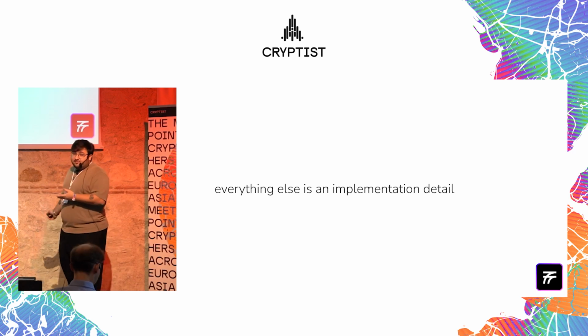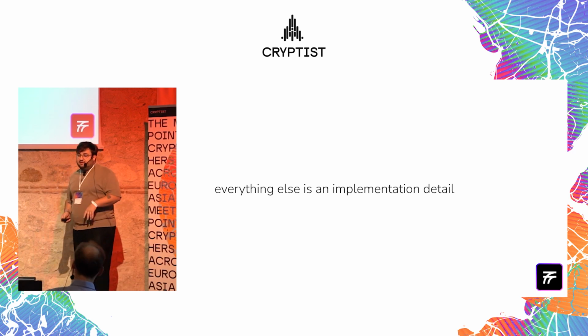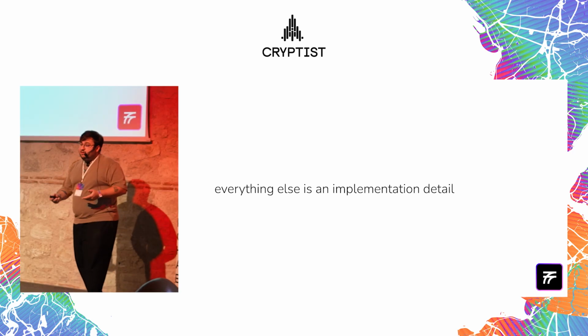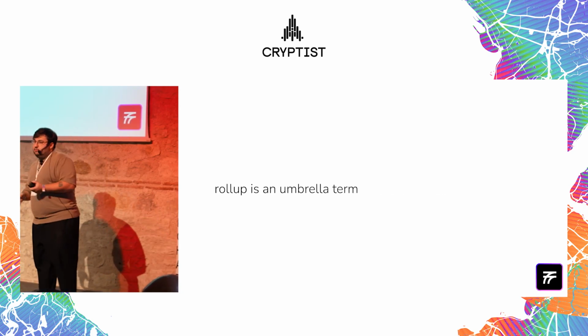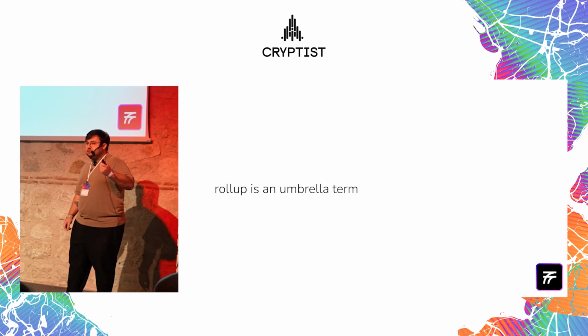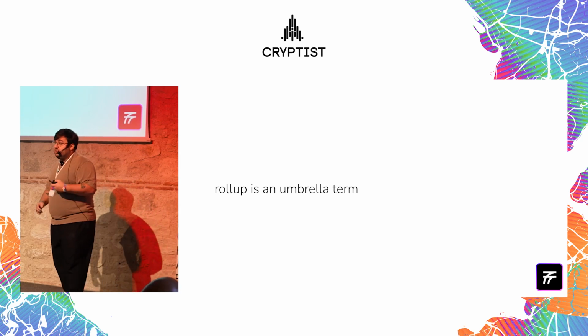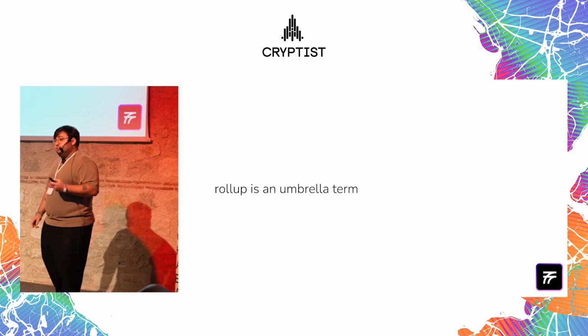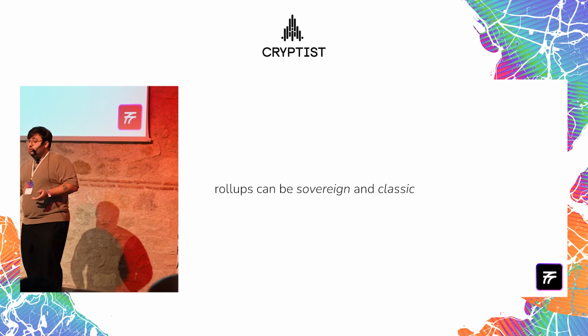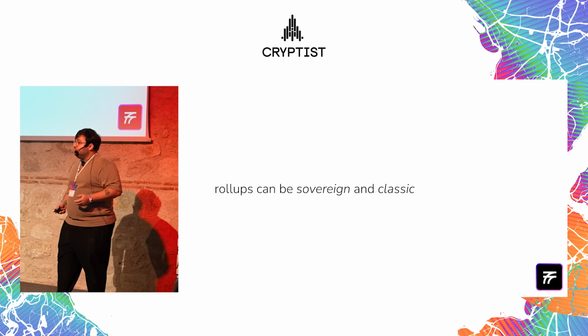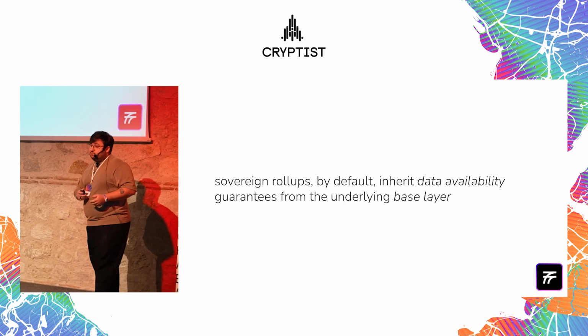But of course, implementational details do matter. So let's explore more about that. And we need to start by basically understanding the rollup is an umbrella term. It covers a few different constructions that can vary differently in terms of their security and in terms of why they even exist. And the two main ones are sovereign and classic rollups. So let's start with sovereign rollups.